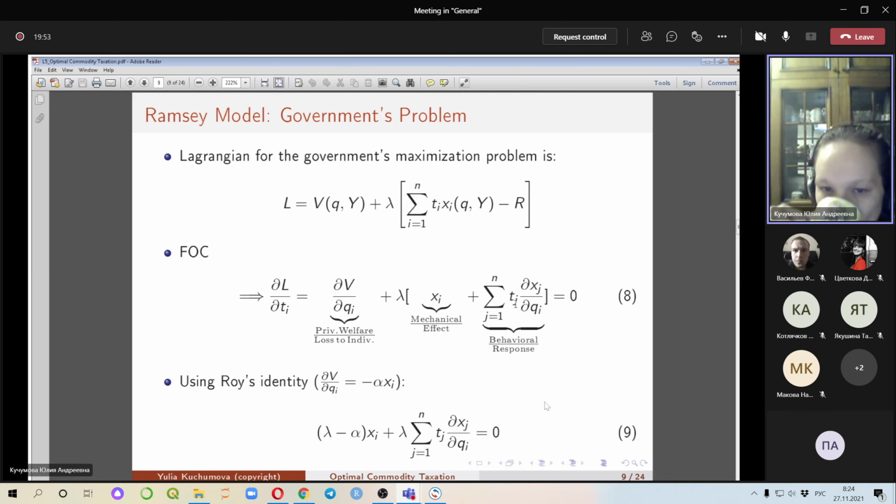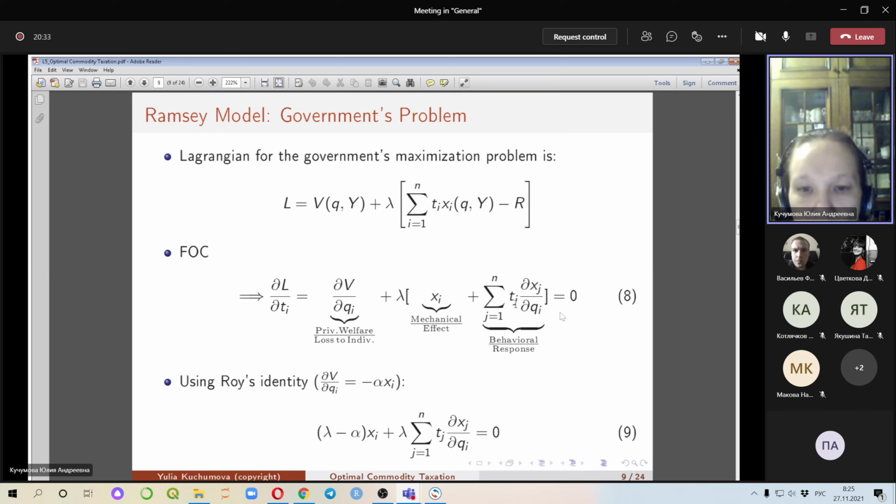One more question. It seems logical that the individual welfare loss can be derived as the sum of mechanical and behavioral effects. But why is there a sum of them? I'm not sure I quite understood your question perfectly. So let me give my answer, and then you will probably ask again.